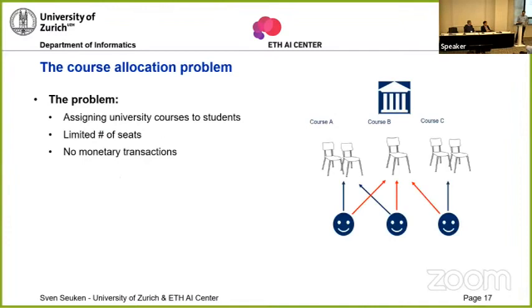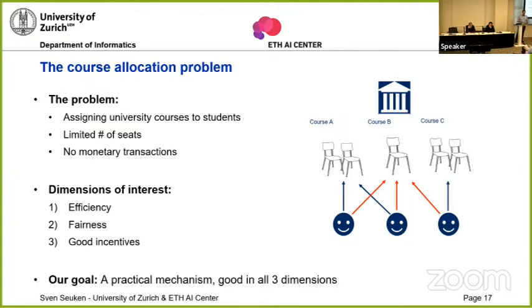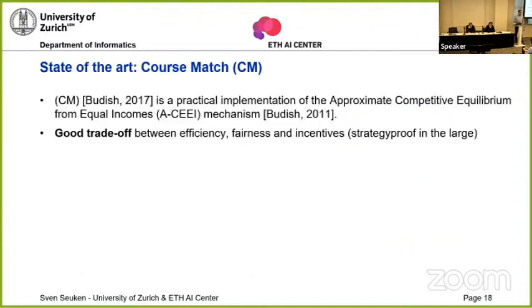Yes. So in case you're not familiar with the course allocation problem, the problem is we want to assign university courses to students. We have a limited number of seats, and no monetary transfers are allowed in this domain, in contrast to the previous domain. The dimensions of interest here are efficiency, fairness, and good incentives. And our goal is to design a practical mechanism that is good in all 3 dimensions.